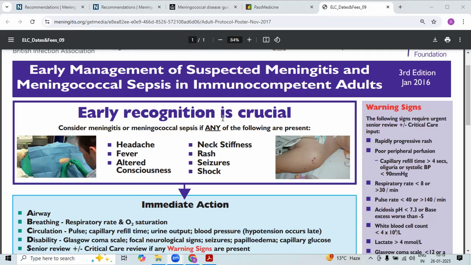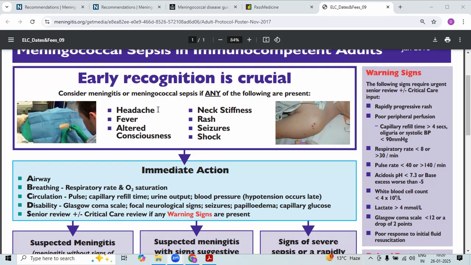What are the early recognition features? Consider meningitis if any of the following are present, especially headache, fever, altered consciousness, neck stiffness, rash, fever with rash, seizures, and shock. Most of the patients will come with headache, and you need to ask them if they have any upper respiratory tract infection or any ear infection in the recent past. They might not come with fever, but they might come with photophobia and phonophobia. Any headache with phonophobia might be migraine, but it can be meningitis as well. So, you need to have a detailed history regarding this case.